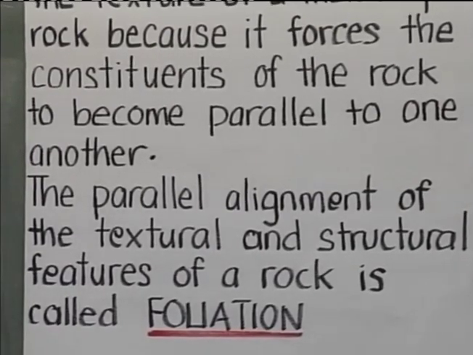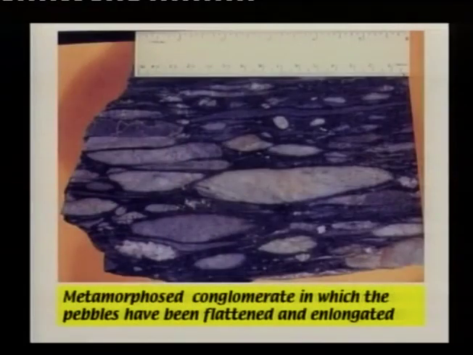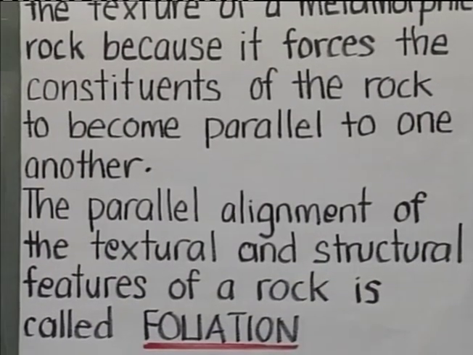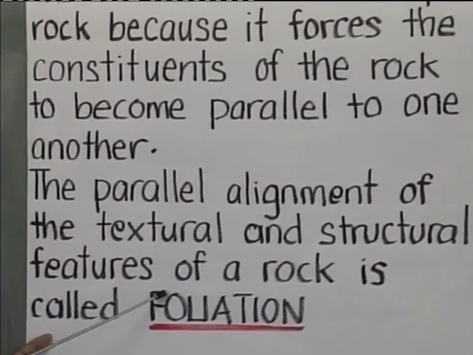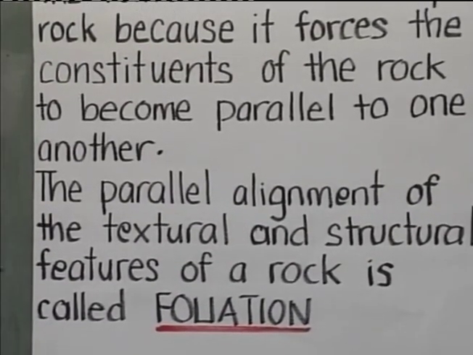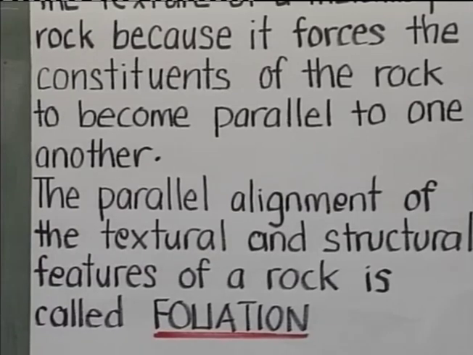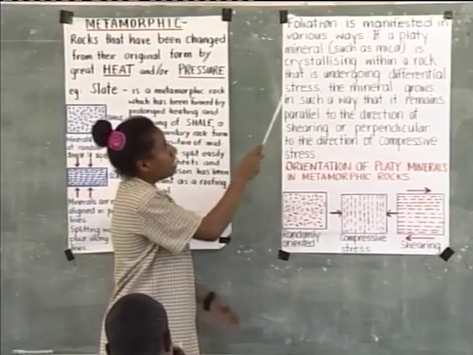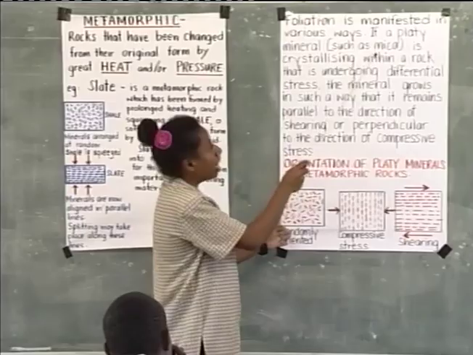So if you come back to this particular diagram here, and if we talk about the textural and structural parallel alignment of those samples, the pebbles in the conglomerate, then we can say foliation has actually taken place. We'll go on to further explaining foliation if you did not maybe get it from what I have just looked at on the chart here. Foliation is also manifested in various ways, or different ways. Let's look at an example now.